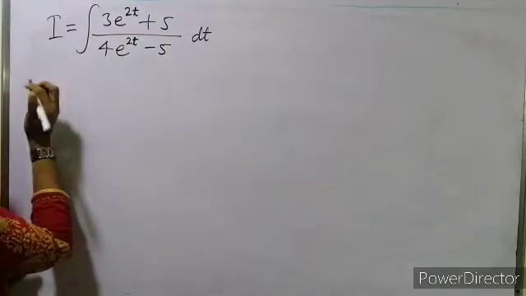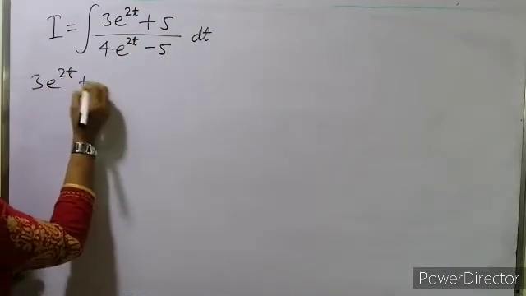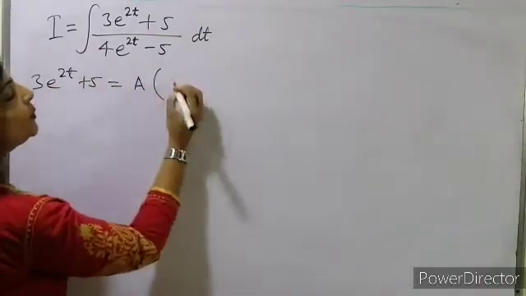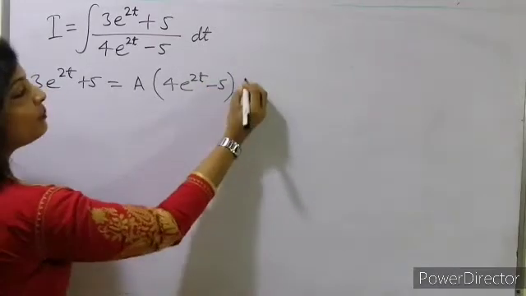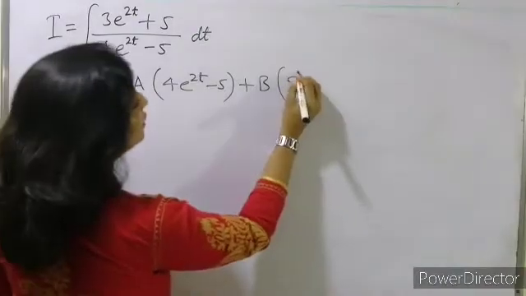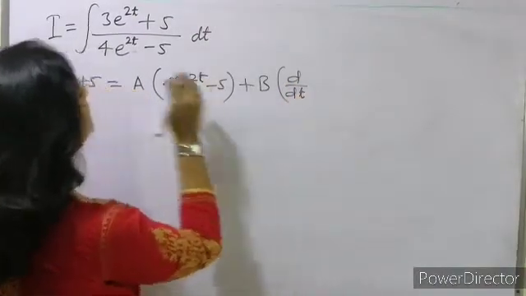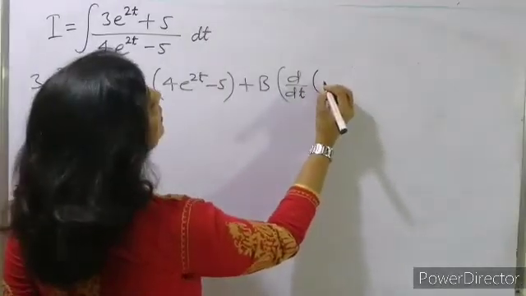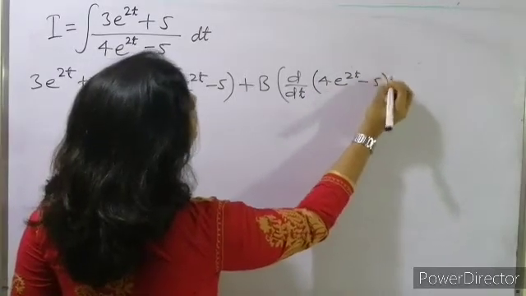Numerator should be equal to, numerator is 3 e to the power 2t plus 5. So numerator should be equal to a into the denominator 4e to the power 2t minus 5, plus b into the derivative of the denominator. So the derivative d by dt, this is a function of t, of the function 4e to the power 2t minus 5. Okay.